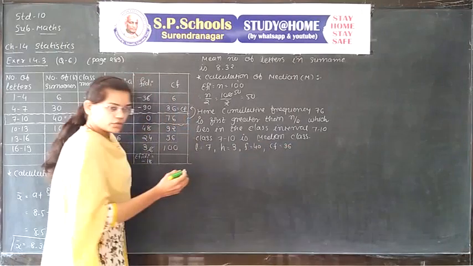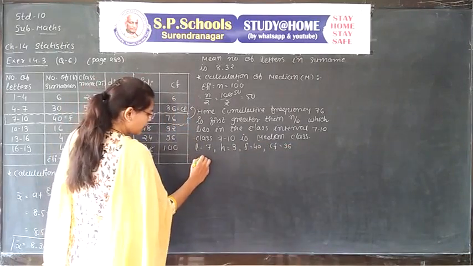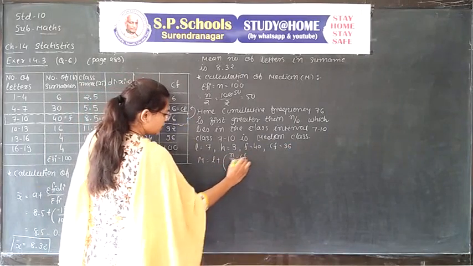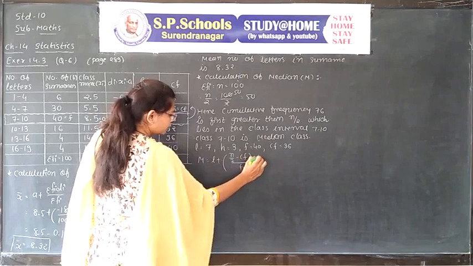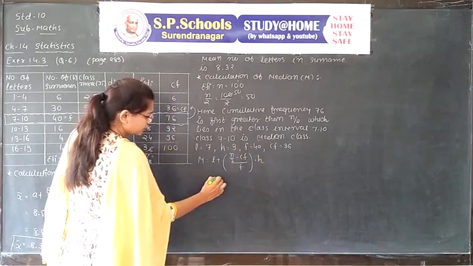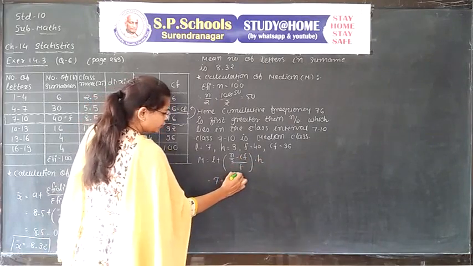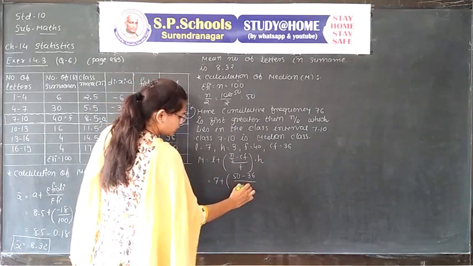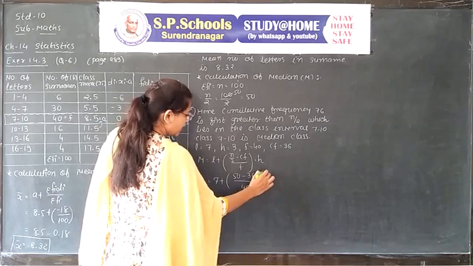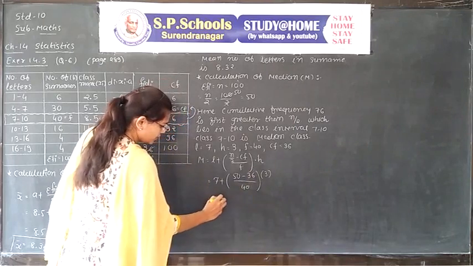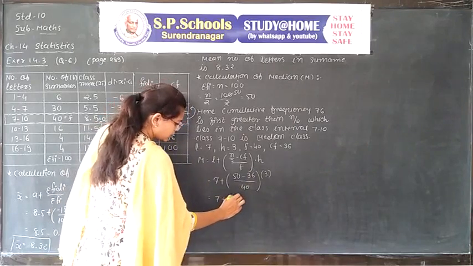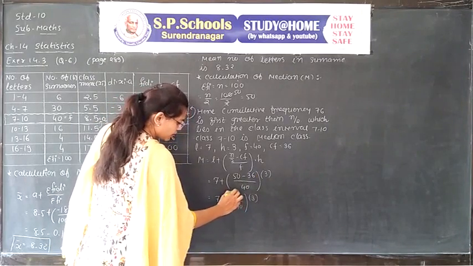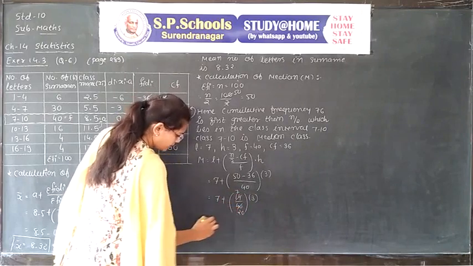Now we apply the formula to find the median. M is equal to L plus (n by 2 minus CF) upon F into H, where L is equal to 7 plus, n upon 2 is 50, minus CF is 36, upon F is equal to 40, and the class size H is equal to 3. 7 remains as it is. 50 minus 36 is 14, upon 40, multiply with 3. 2 7s are 14 and 2 20s are 40.